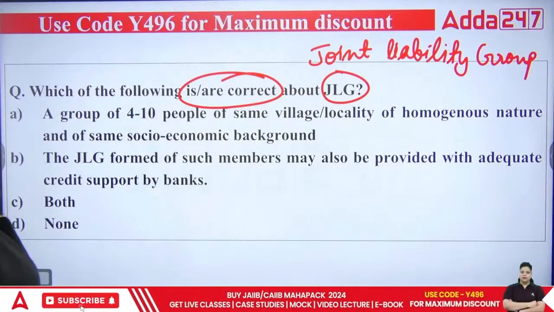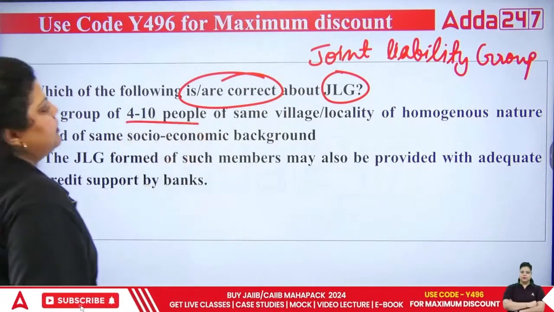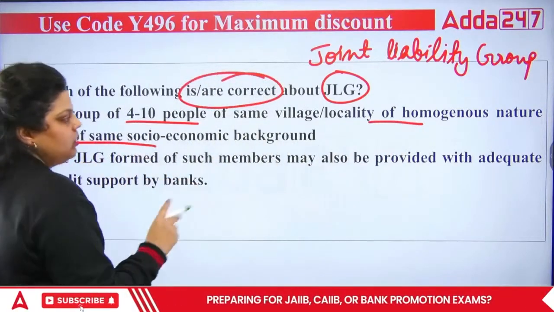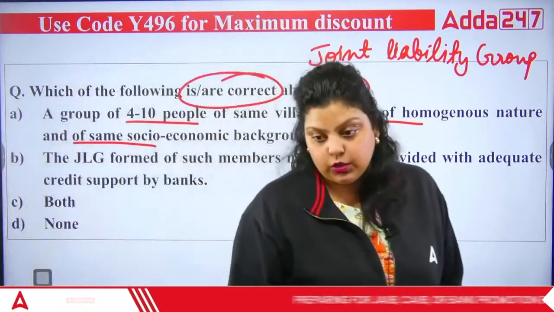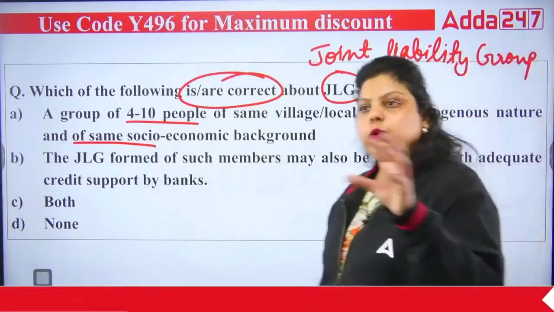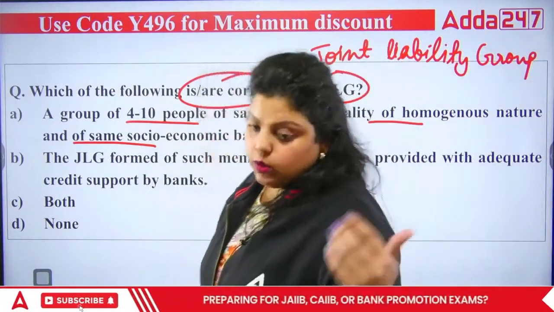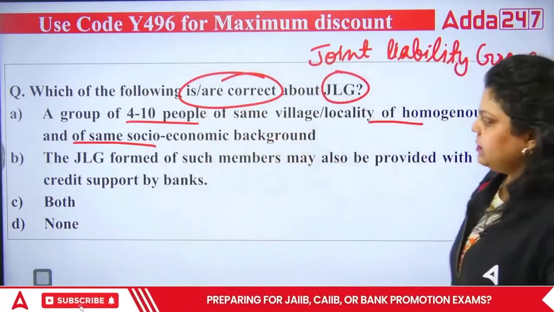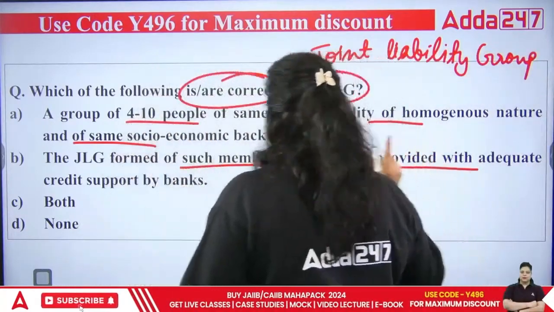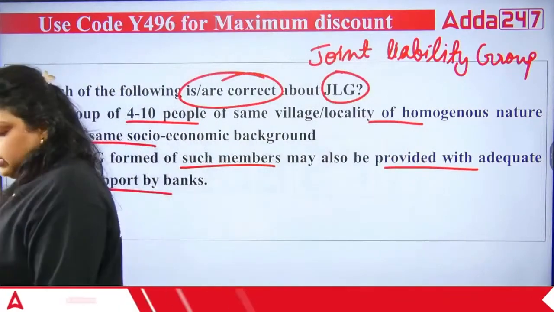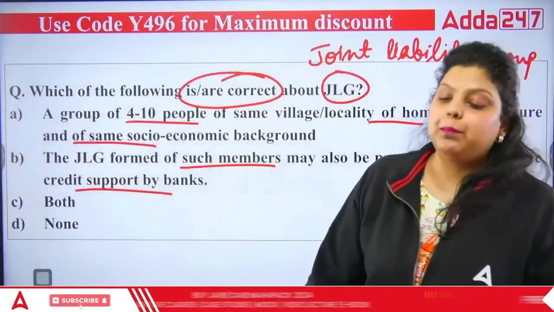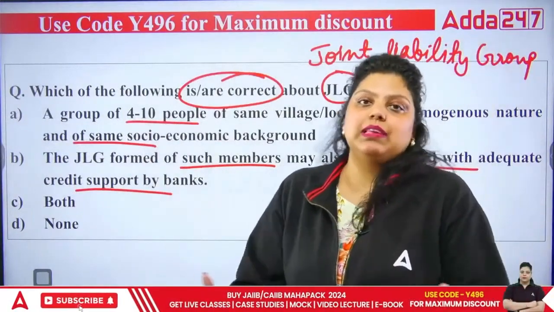Okay, so the first statement is saying a group of 4 to 10 people of the same village locality, of homogeneous nature and same socio-economic background, will be the members of a joint liability group. Is it true? Yes, actually it is true. In the self-help group, you will find 10 to 20 people, but in the joint liability group, you will have 4 to 10 people. Now, the joint liability group formed of such members may also be provided with adequate credit support by the banks. So, in this session I have told you that the self-help group has been created for the purpose of savings habit.